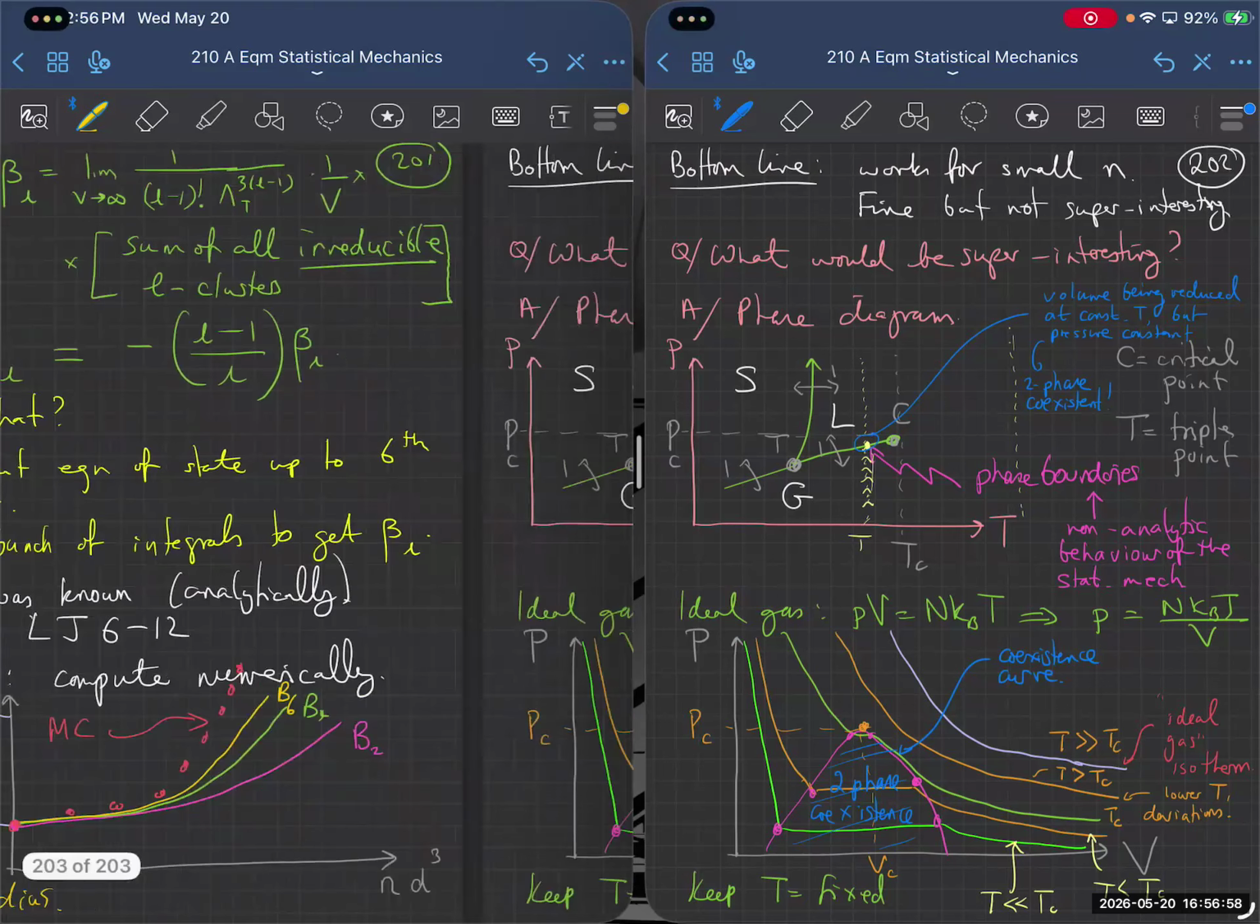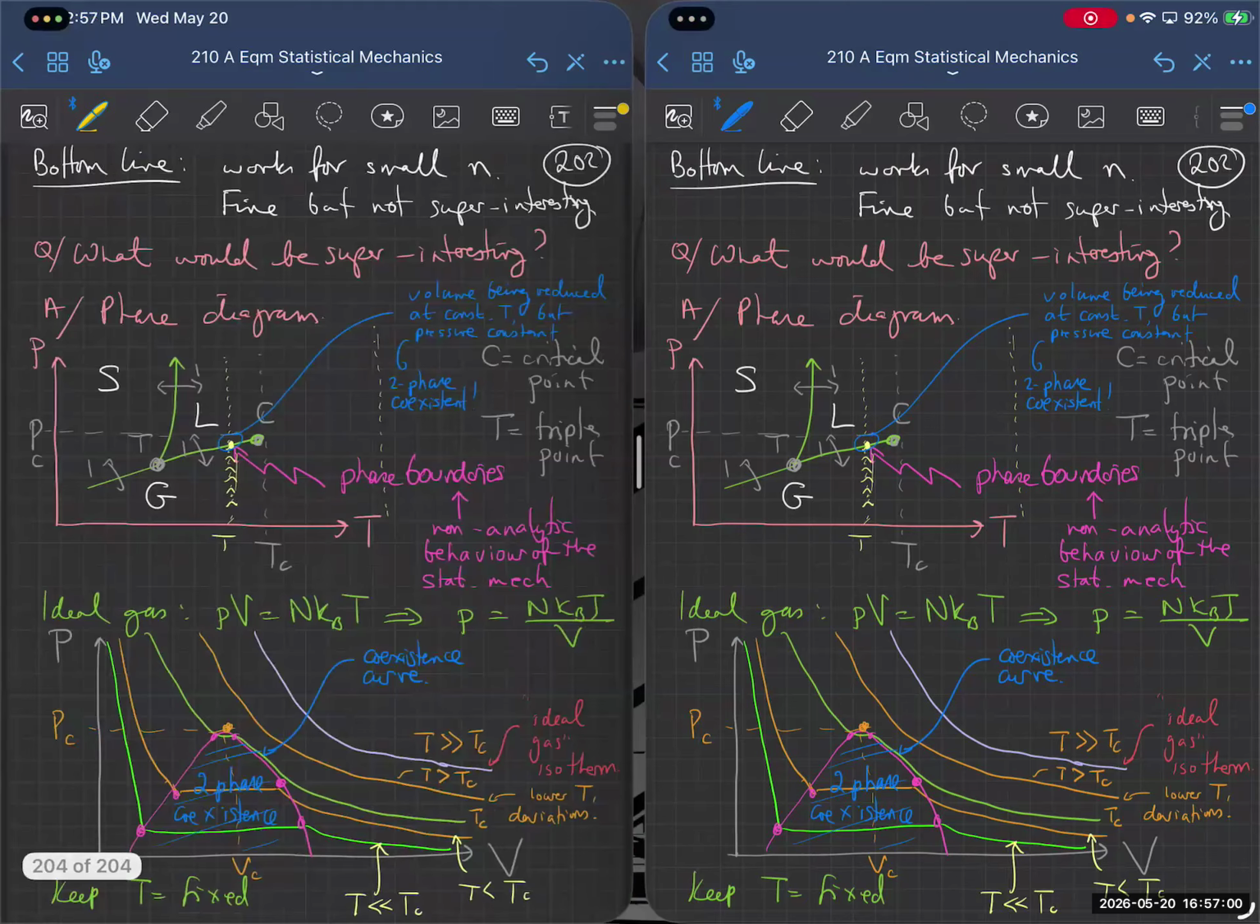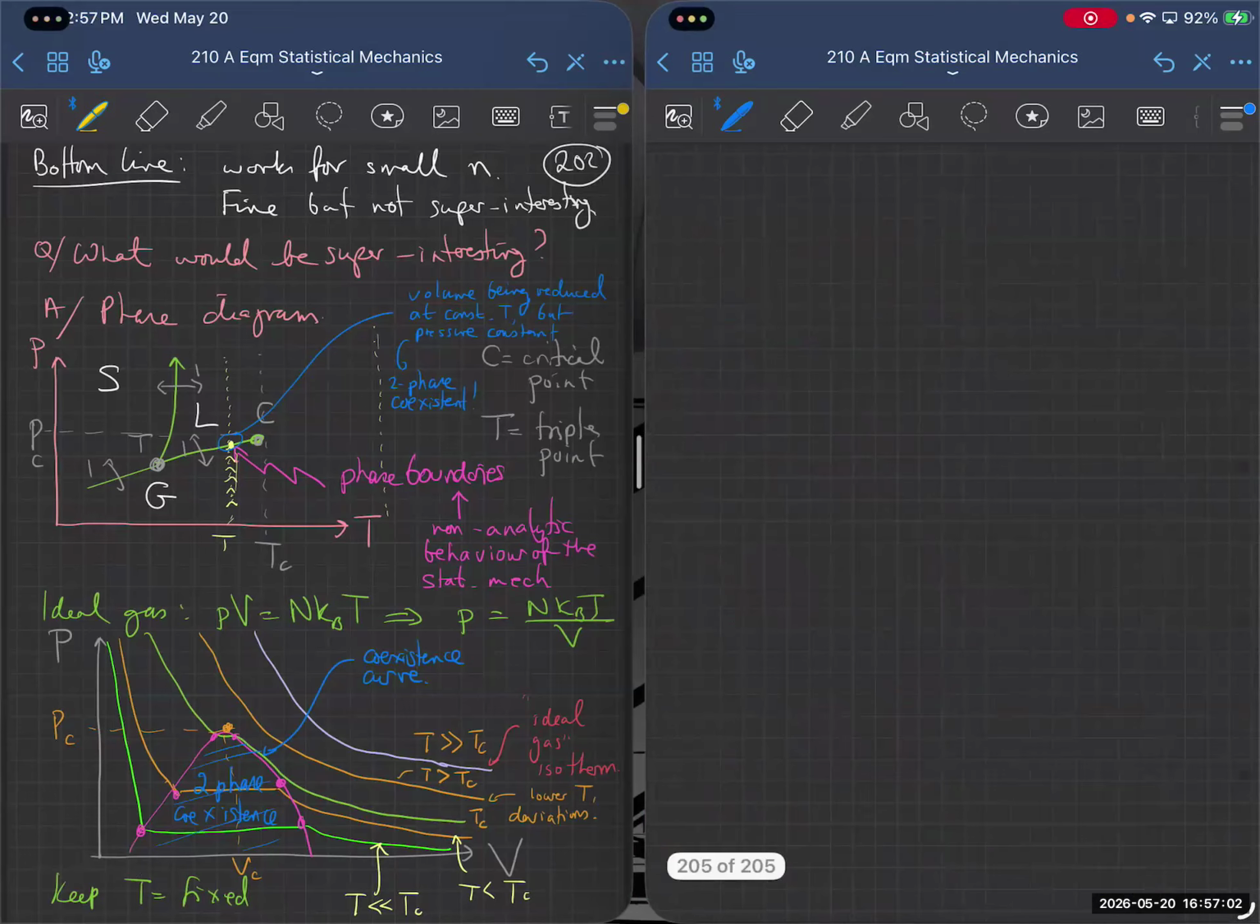Okay. All right, let's see. Can I get any more things on page 202? I don't think so. Let's go to page 203.